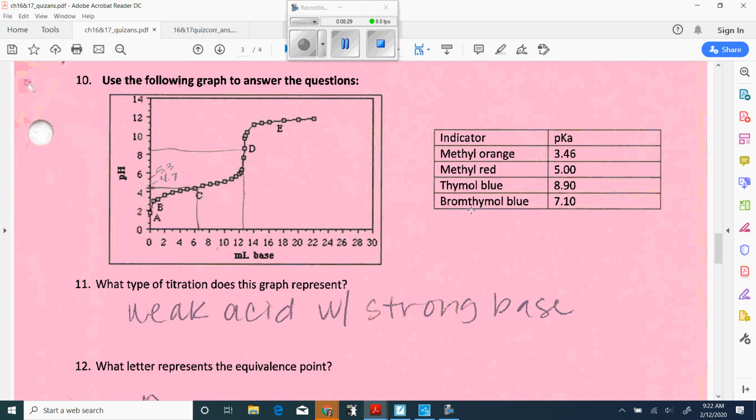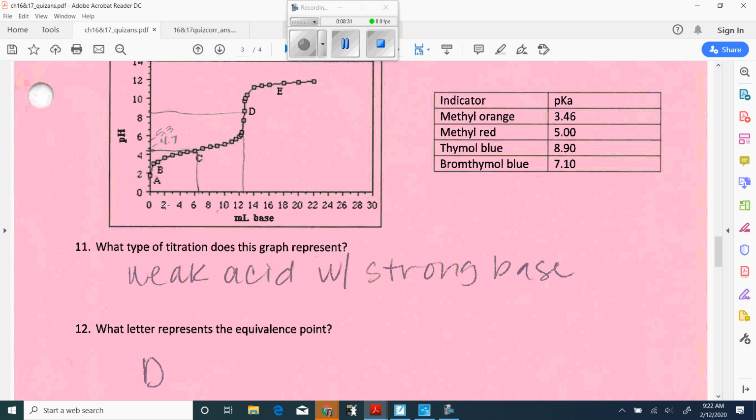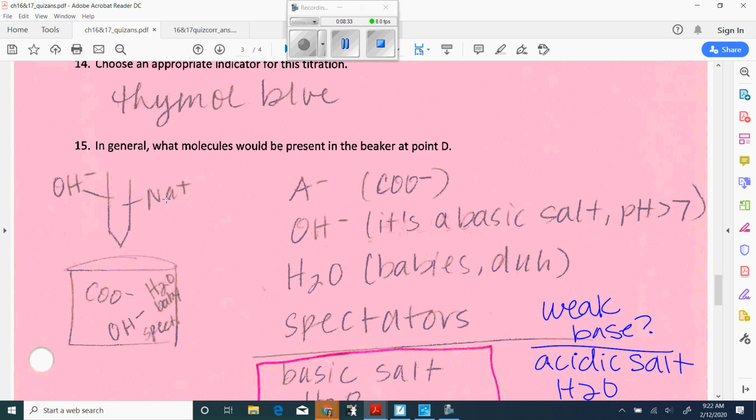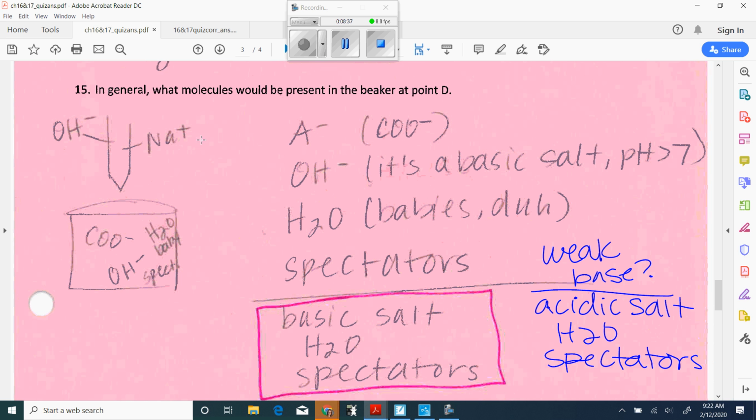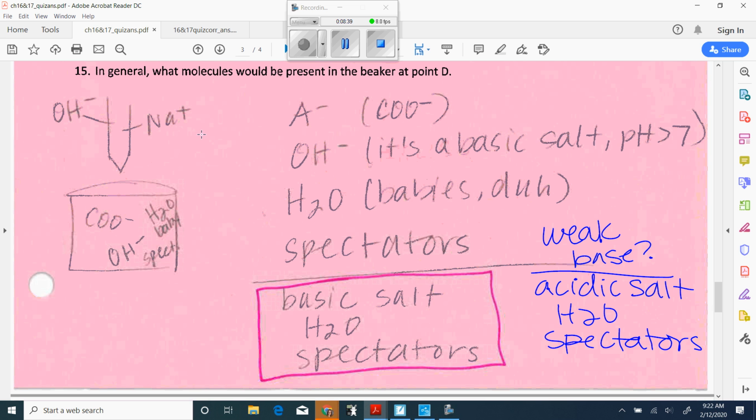The indicator is going to be thymol blue because that's the pKa of the equivalence point. Okay, go ahead for number 15. I know you're going to want to write this, and you can't really learn and listen at the same time. So go ahead and write that down, and then we'll talk about it. I drew a picture. If I were you, I'd draw a picture.